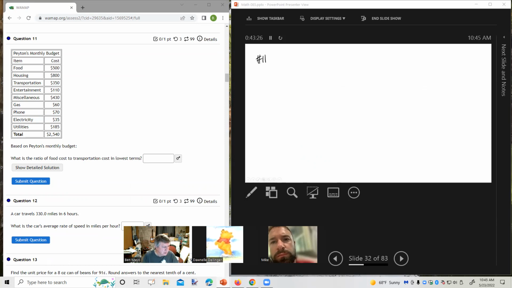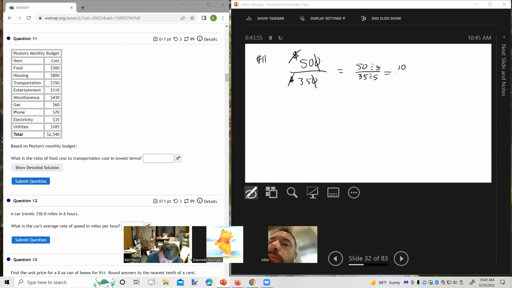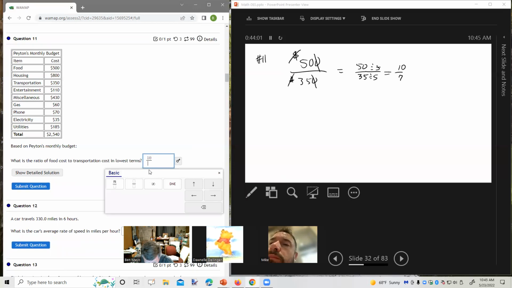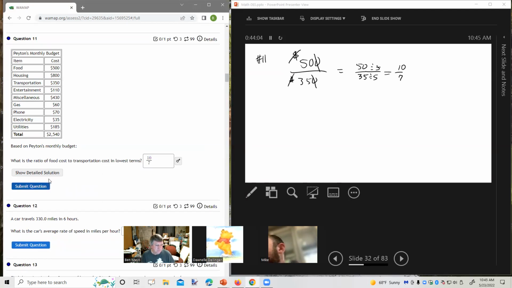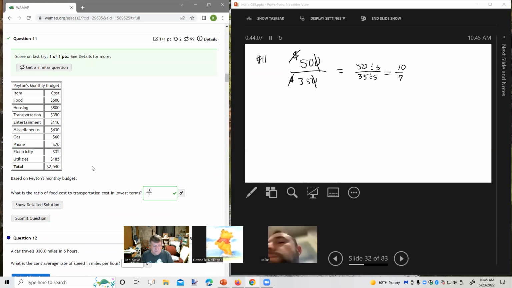Number 11. Based on Peyton's monthly budget, what is the ratio of food cost to transportation cost? Food is $500 to transportation, which is $350. So I can get rid of the common dollar signs. I could also divide the top and the bottom by 10. So I've got 50 over 35. I'm going to divide the top by 5 and the bottom by 5, and I get 10 sevenths. So 10 sevenths. Okay.